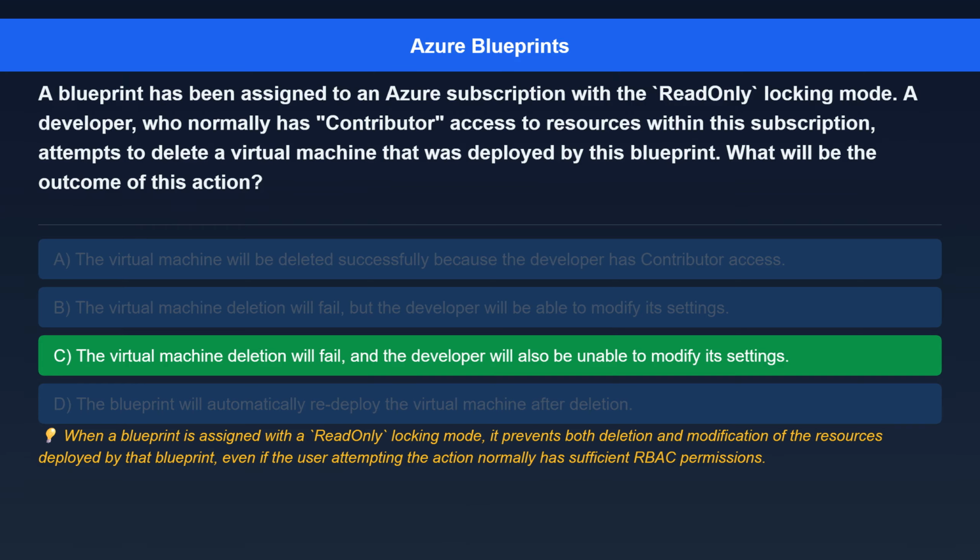The correct answer is the virtual machine deletion will fail, and the developer will also be unable to modify its settings. Here's the explanation. When a blueprint is assigned with a "read-only" locking mode, it prevents both deletion and modification of the resources deployed by that blueprint, even if the user attempting the action normally has sufficient RBAC permissions.